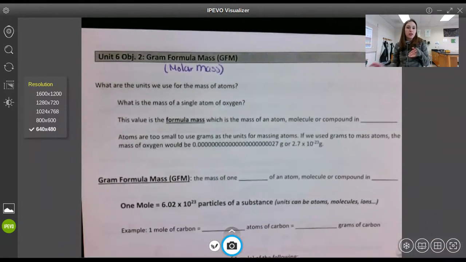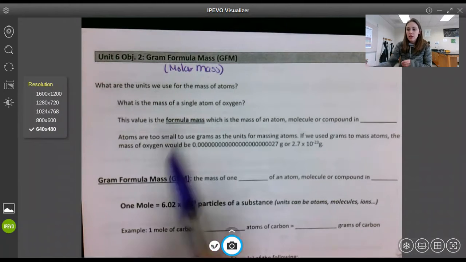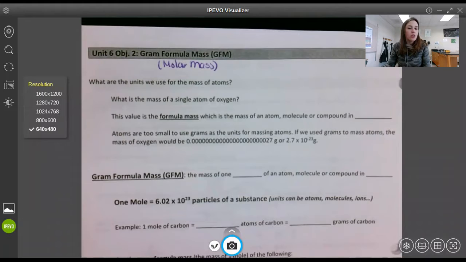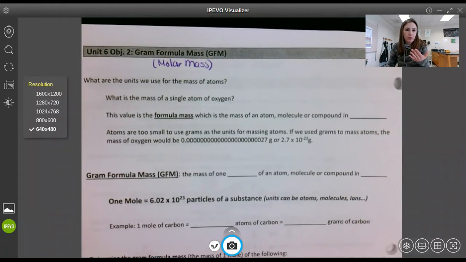All right, in objective 2, we're going to be focusing on calculating our gram formula mass for elements and compounds. You'll also commonly see this referred to as molar mass. They mean the same thing for us. So first off, where are we getting gram formula mass from?